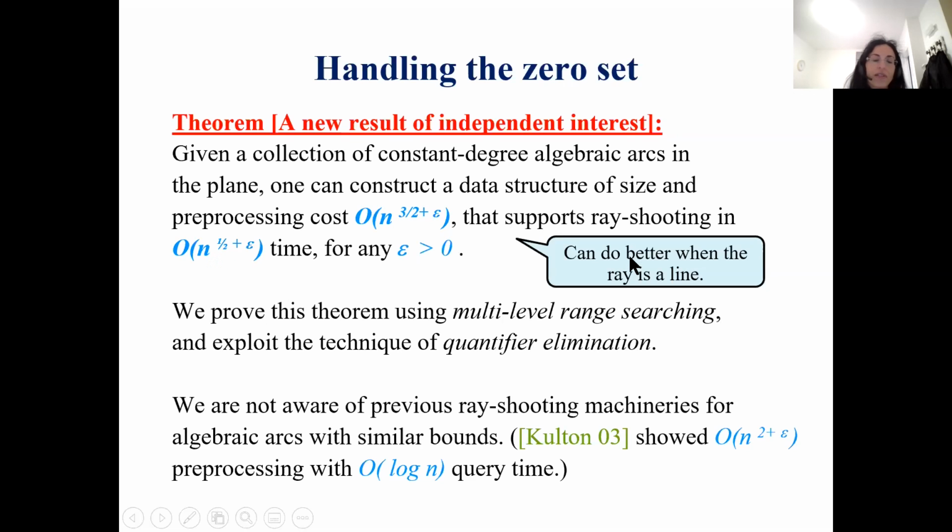And even more, we can do better when we replace the ray by a line and we ask whether a line intersects any of the arcs.